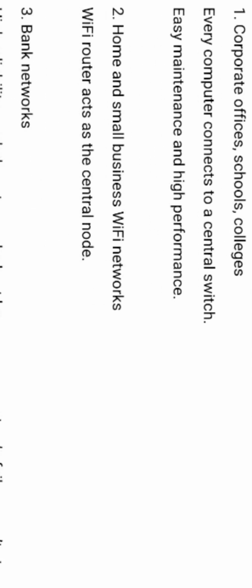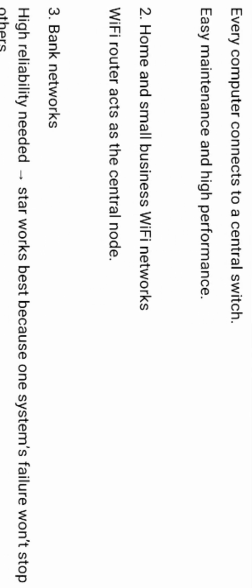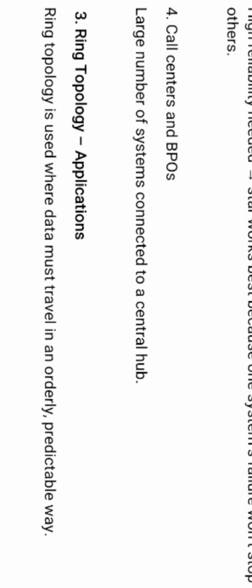Corporate offices, schools, and colleges find this type of network topology easy to use. And in home and small business Wi-Fi networks, the Wi-Fi acts as a central node. Another one is bank networks. High reliability is needed, and star is best because one system failure won't stop the others. And another one is call centers. We well know call centers have a large number of systems connected to a central hub, so it is easy to access.